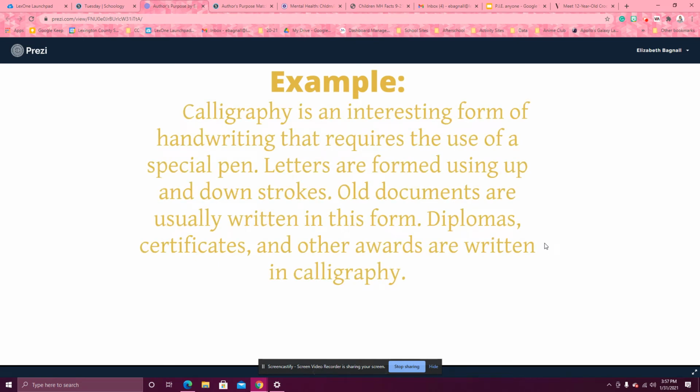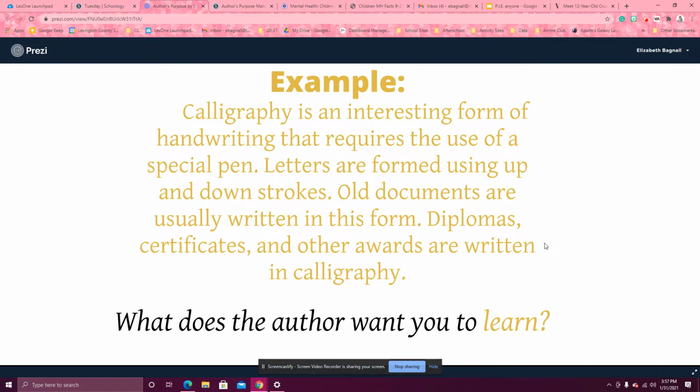Calligraphy is an interesting form of handwriting that requires the use of a special pen. Letters are formed using up and down strokes. Old documents are usually written in this form. Diplomas, certificates, and other awards are written in calligraphy. This isn't trying to get you to believe anything. It's just trying to teach you about a topic.